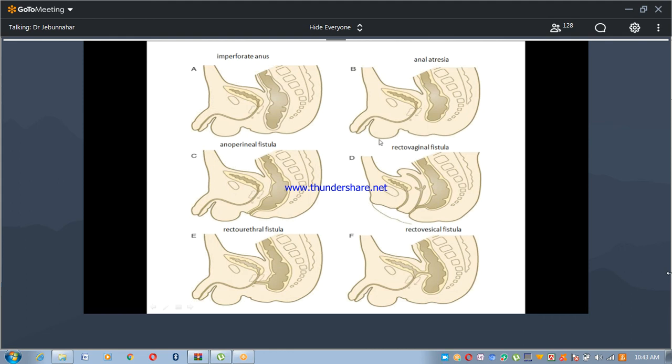This is imperforate anus. And here is the imperforate anus. Here is atresia, the atresia, the anoperitoneal fistula.